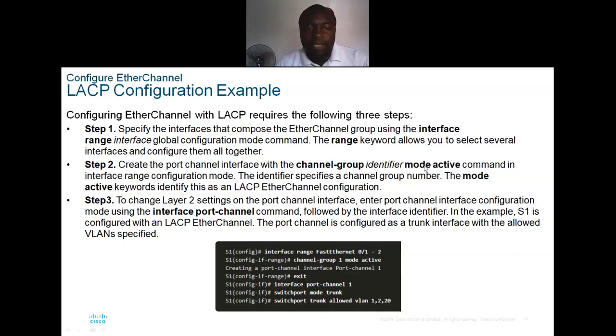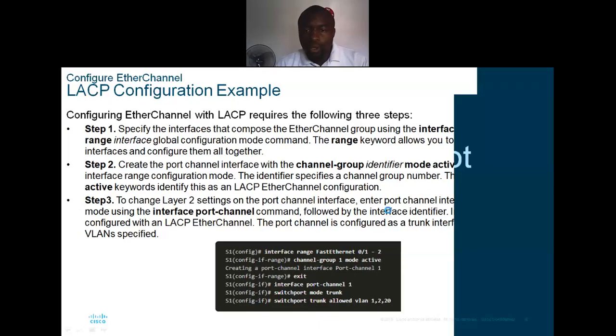Step 3 says to change the layer 2 settings on the port channel interface, enter the port channel interface configuration mode using the interface port-channel command. So you exit, and once you exit here, you go to interface port-channel 1. This is the channel 1 that you've created. Then switchport mode trunk, then switchport trunk allowed vlan. You allow the VLANs that you want to use. So that is the concept of the EtherChannel that you have for these 3 steps.